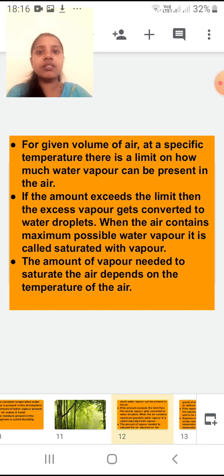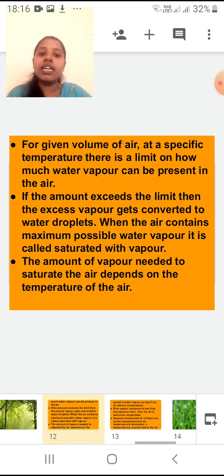Whatever the maximum limit of water vapor that can be present in the air, we will call that air saturated air with the water vapor. The amount of water vapor needed to saturate the air depends upon the temperature of the air. So the amount of water vapor and the temperature are connected to each other. How they are connected, we will see in the next slide.